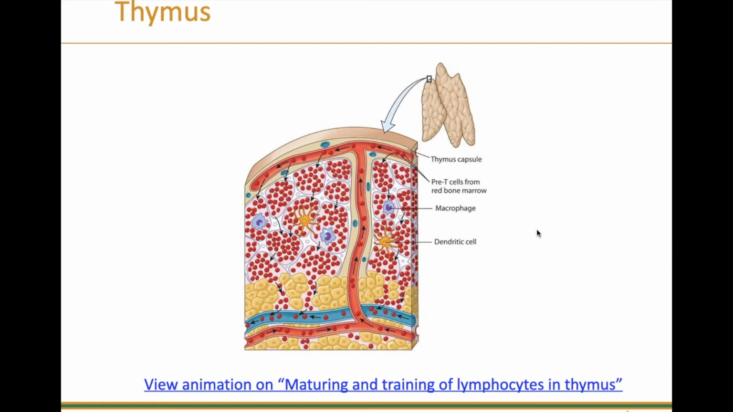That's called an autoimmune disease. And so cells that will do that are actually destroyed in the thymus. But they also have to be able to recognize foreign cells. Once this training is complete, the lymphocytes are released into the bloodstream and they're ready to go.